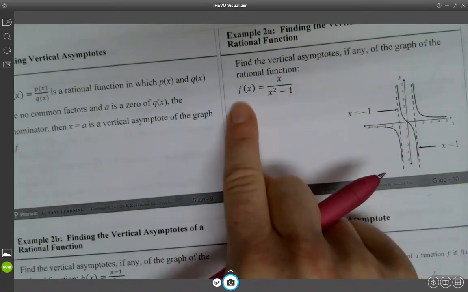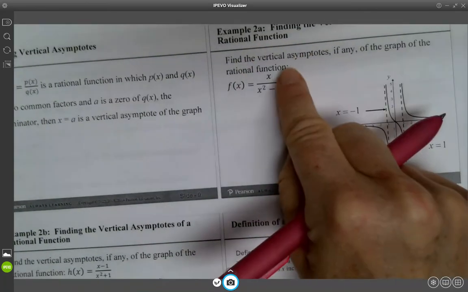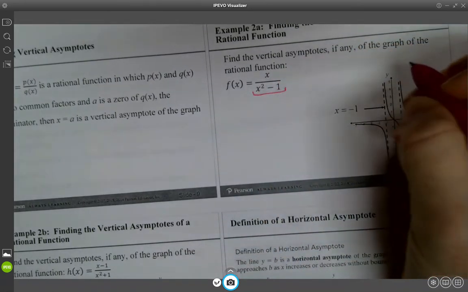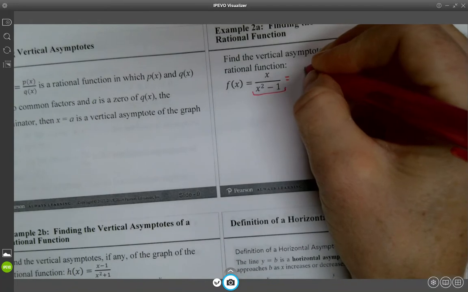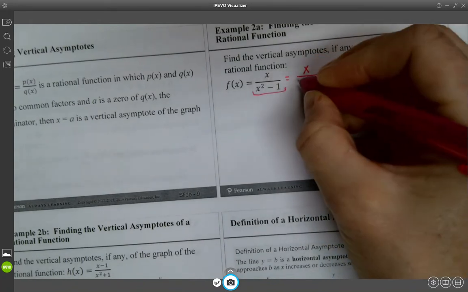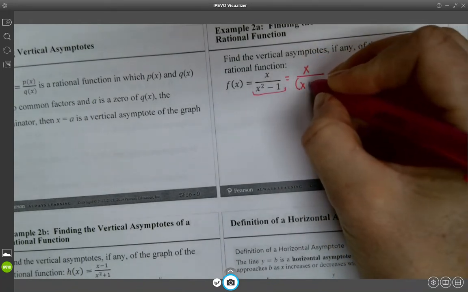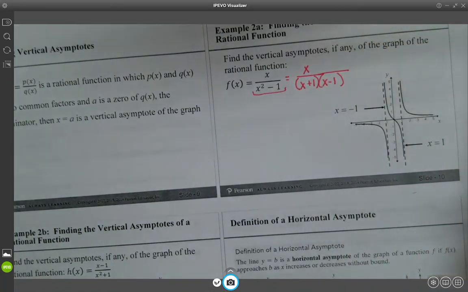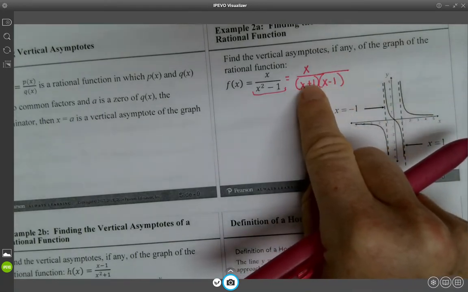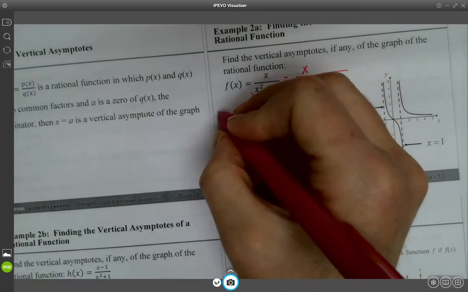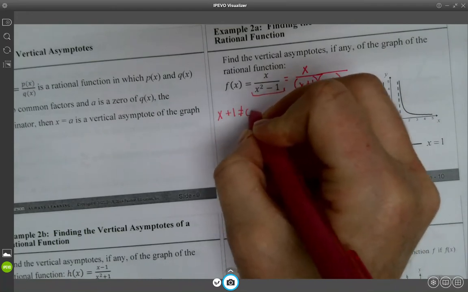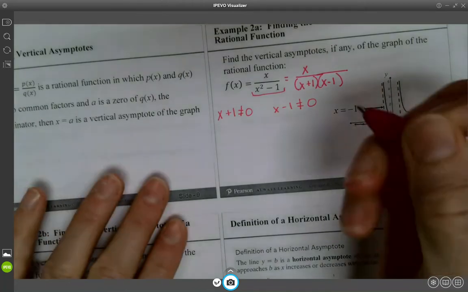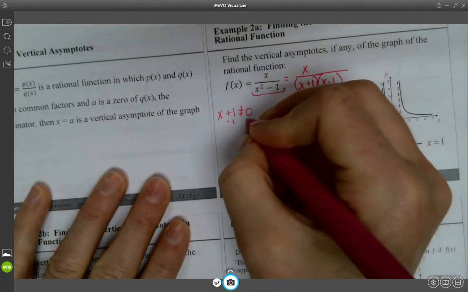So here's our first example. So we have x over x squared minus 1. So we want to factor this. These are difference of squares. This is x plus 1, x minus 1. We're able to factor it. And then we look for our zeros. So this is, remember how we did our domain restrictions, where it can equal 0 on the denominator. So we're going to do that same thing. And this is where we're locating our vertical asymptotes.